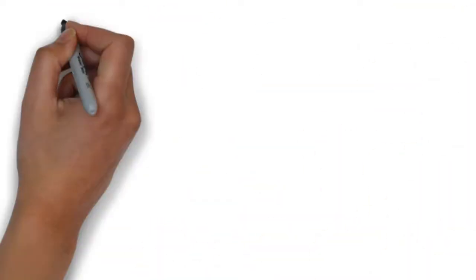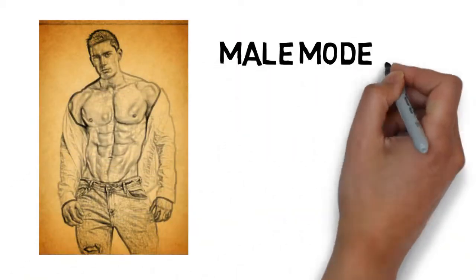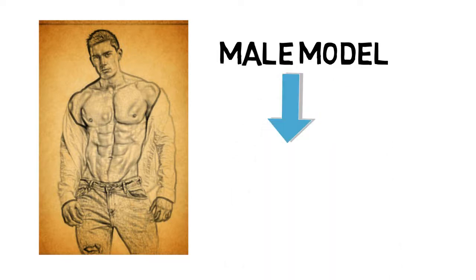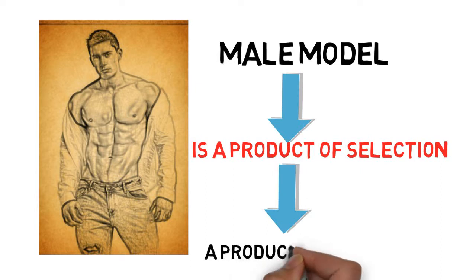You see, the male model has been selected because of his body rather than the product creating the body. Therefore, like the swimmer's body, the male model is the product of selection rather than a product of the product.